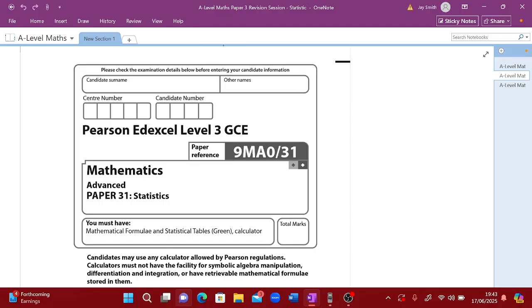And what we're going to go over is the June 2022 paper for both stats and mechanics today.